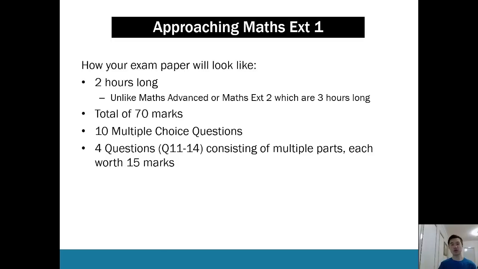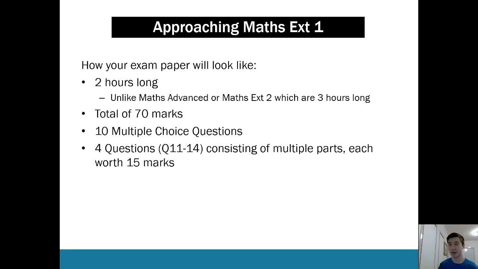So this is what your exam paper will look like. The Extension 1 paper is 2 hours long, which is 1 hour shorter than the Maths Advanced and Extension 2 papers, which will be 3 hours long. And instead of being out of 100, it will be out of 70, and you'll have 10 multiple choice questions, and then you'll have 4 questions, questions 11 to 14, consisting of multiple parts, which are each worth 15 marks.